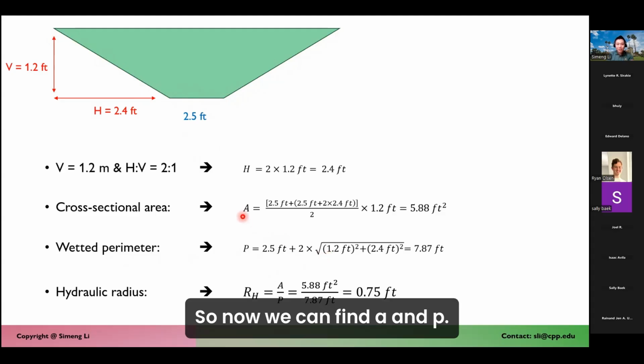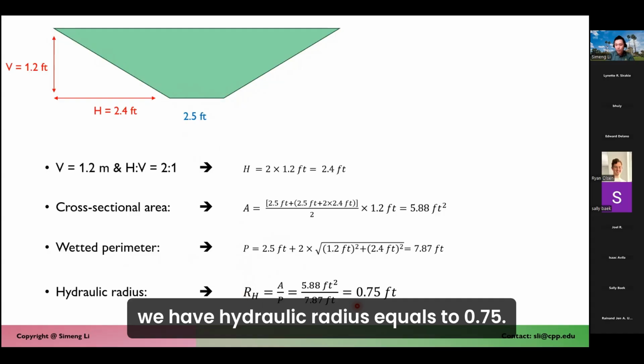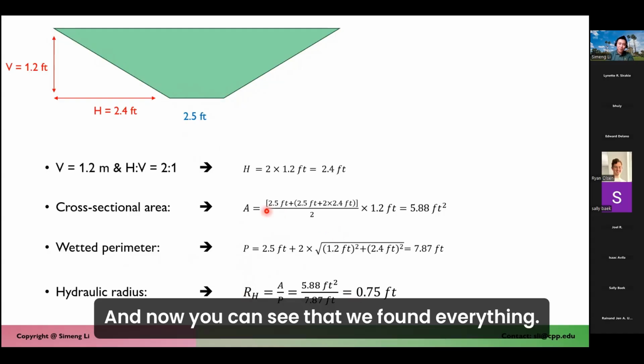So now we can find A and P. We can calculate the hydraulic radius, which is A over P. We have a hydraulic radius equal to 0.75. And now you can see that we found everything.